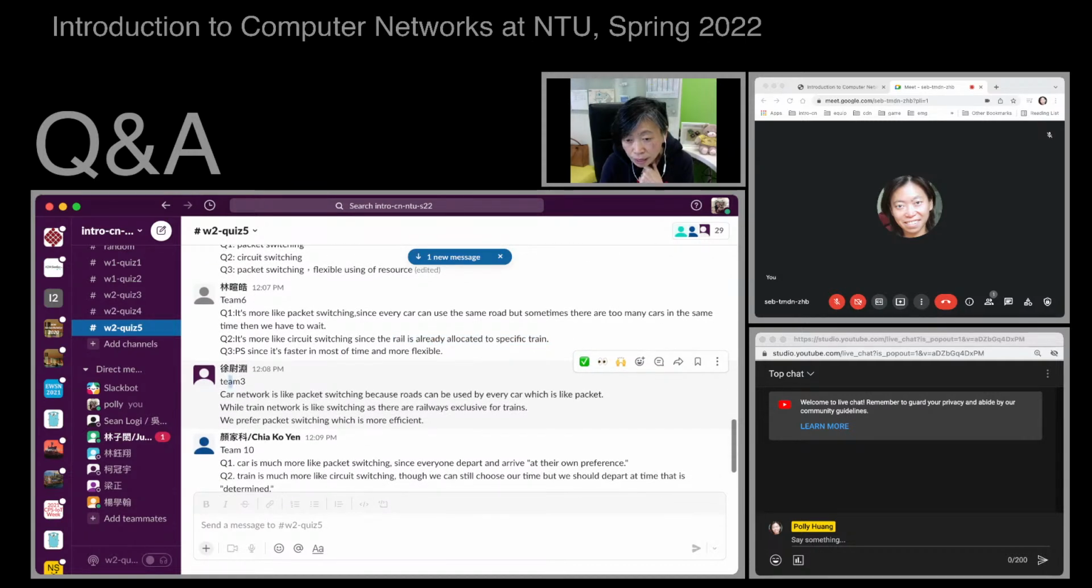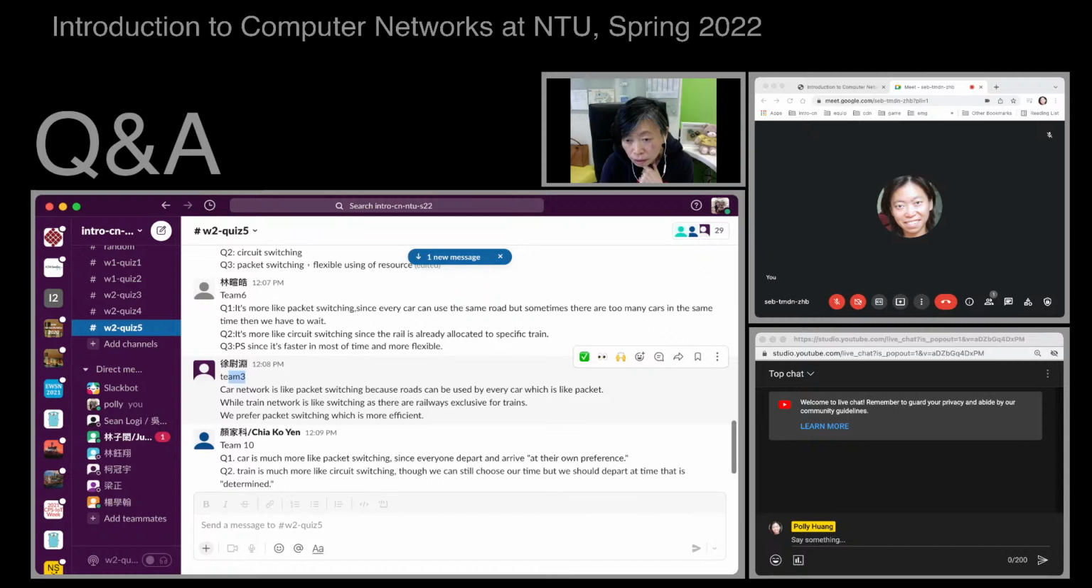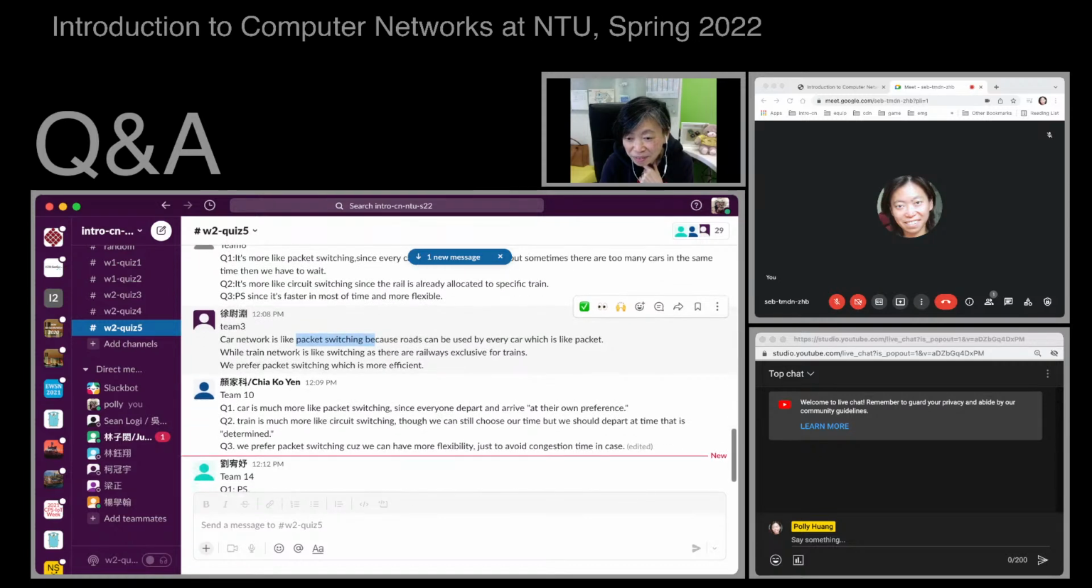Let's see, Team 3, Wei Yuan. Car network is more like packet switching because roads can be used by every car, which is like packets. Yes, it is. Train network is more like circuit switching, I guess, since the railroad is exclusive for trains. Yeah.